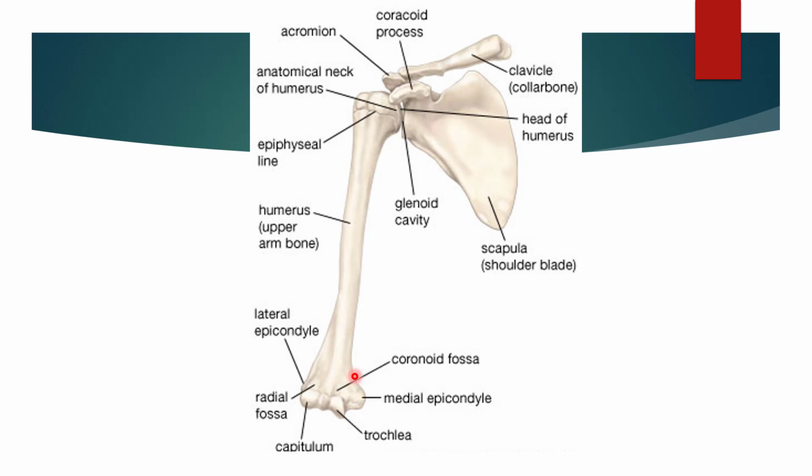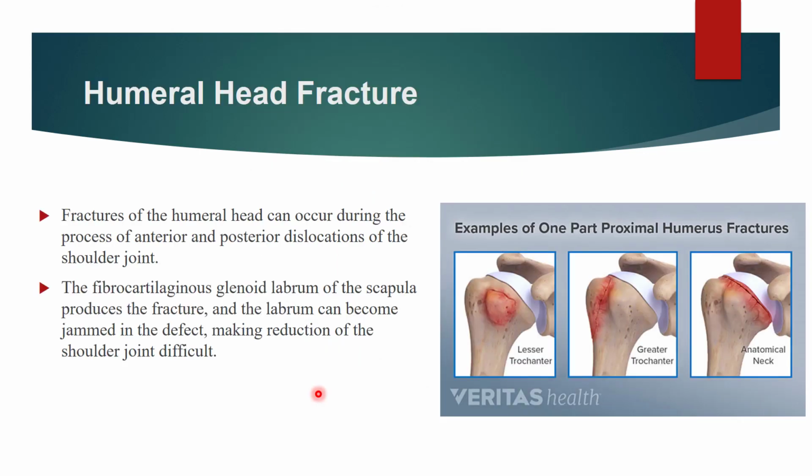Okay, above the trochlea, or proximal to the trochlea, we have coronoid fossa, and proximal to the capitulum we have radial fossa. Posteriorly we have the olecranon fossa, which is present on the posterior side, above the trochlea.